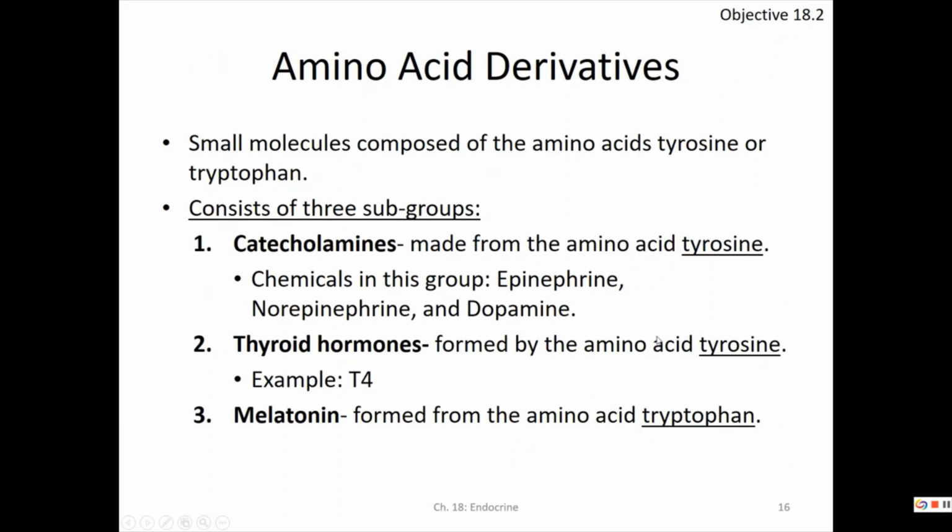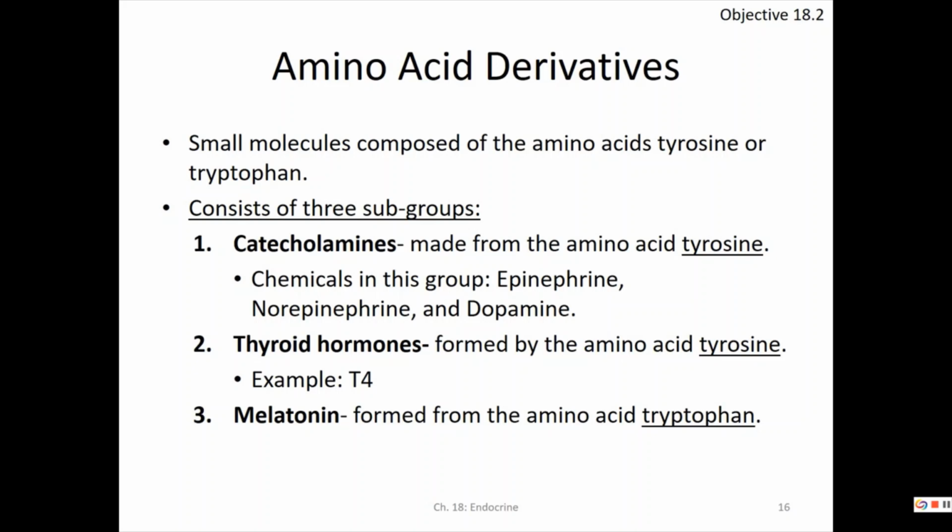first off, amino acid derivatives. The first thing we want to talk about with amino acid derivatives is they're made from amino acids. They're derived from either tyrosine or tryptophan. Now, there's catecholamines, thyroid hormones, and melatonin.